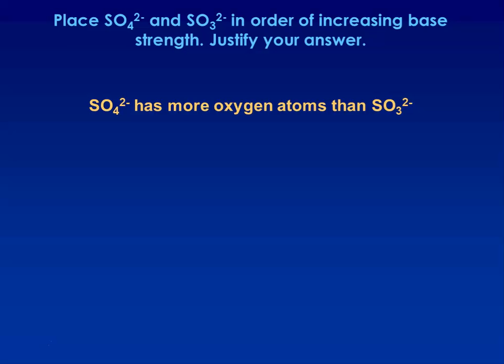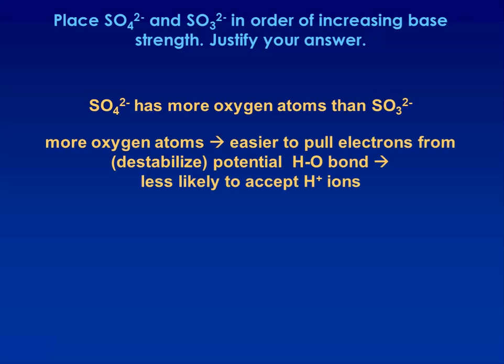SO4 2- has more oxygen atoms than SO3 2-. Because it has more oxygen atoms and is better capable of destabilizing that HO bond, it is not going to be as willing to accept the hydrogen ions. It's just going to let it go again. So SO3 2- would be a more effective base because it is going to have a less polarized bond and therefore would be more capable of accepting those protons.